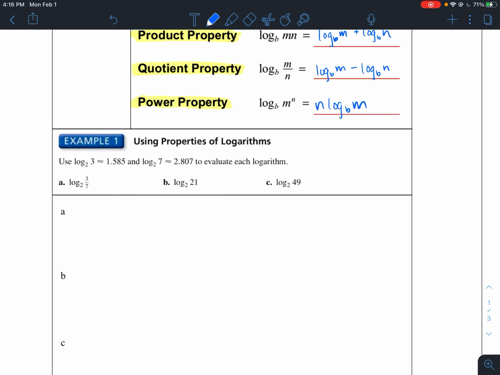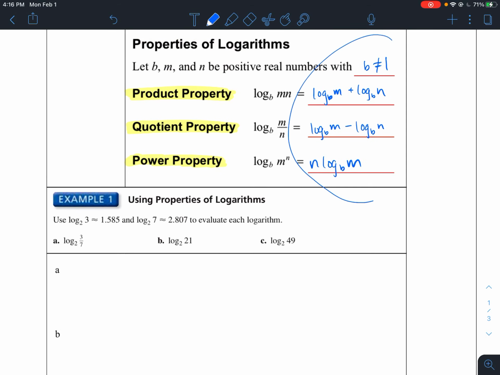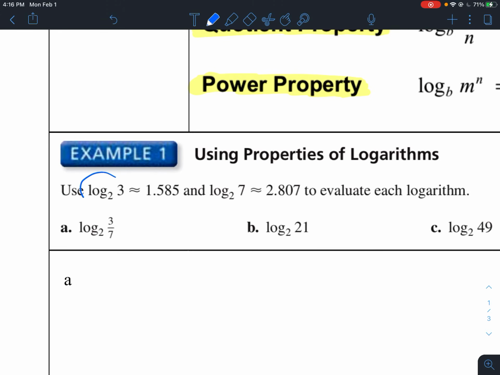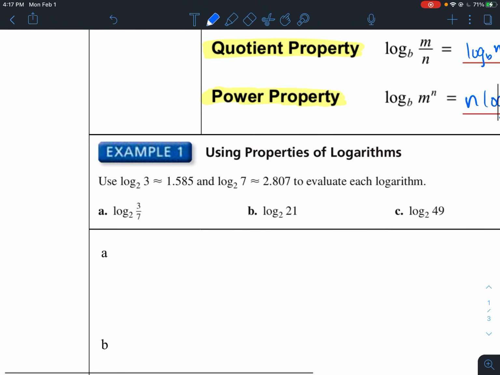So let's go to example 1. We're going to be using properties of logarithms. So that means don't forget these. We're going to circle back to them. You're going to want to use these for these examples and for the homework. So for example 1, it tells us that log base 2 of 3 is equivalent to 1.585. Log base 2 of 7 is equivalent to 2.807. And we need to evaluate each logarithm.